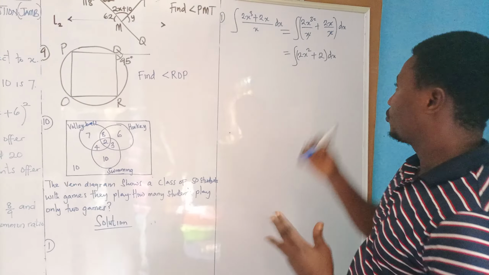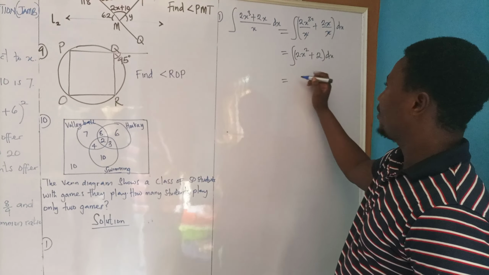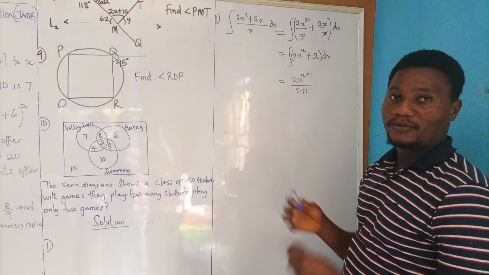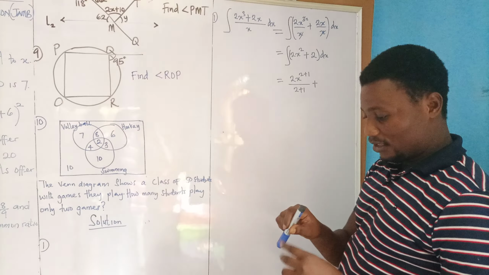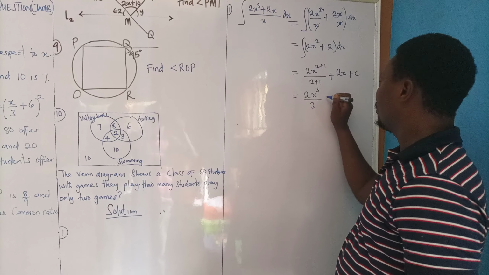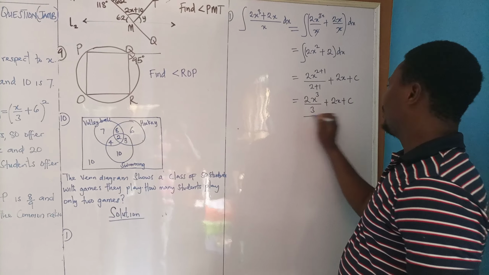So from here now, we should be able to integrate this. The integral of 2x squared is going to give us 2x to the power of 2 plus 1, then divided by that same 2 plus 1 from the power. Now plus, this is a constant, and the integral of a constant 2 will give us an additional x attached to that constant, then plus c. So from here now, we have 2x raised to the power 3 divided by 3 plus 2x plus c. And this is the integration.